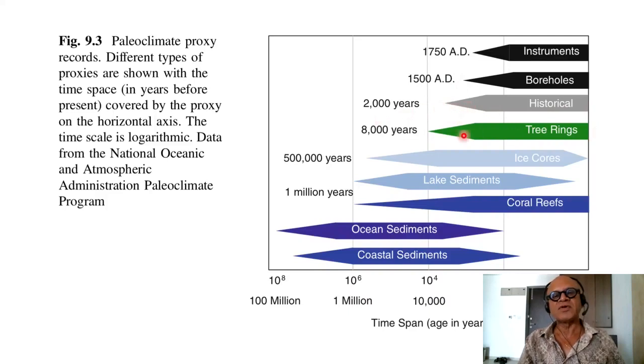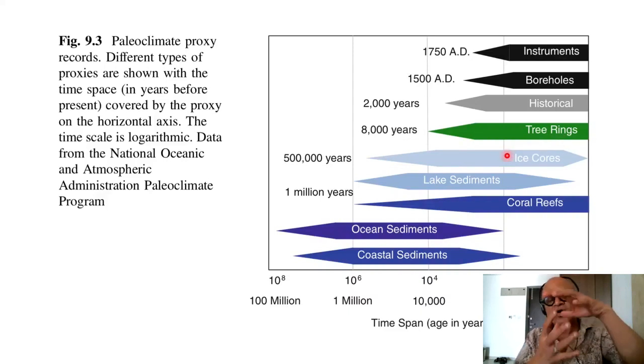Tree rings go back to 8,000 years because either trees live that long or there are trees that have been preserving that record in some form. Ice cores of course can go up to 500,000 years, extended now over Vostok up to 800,000 years.